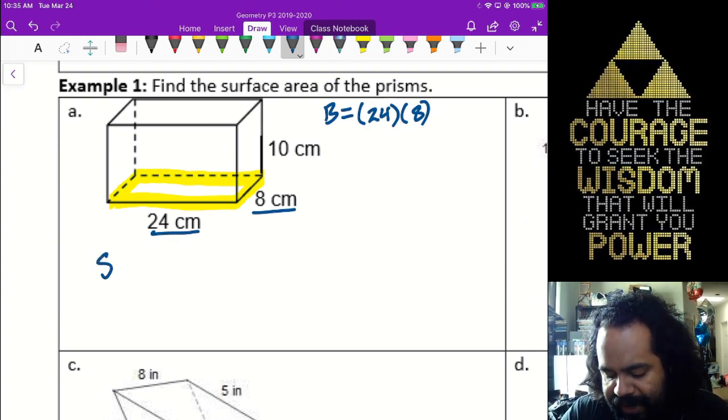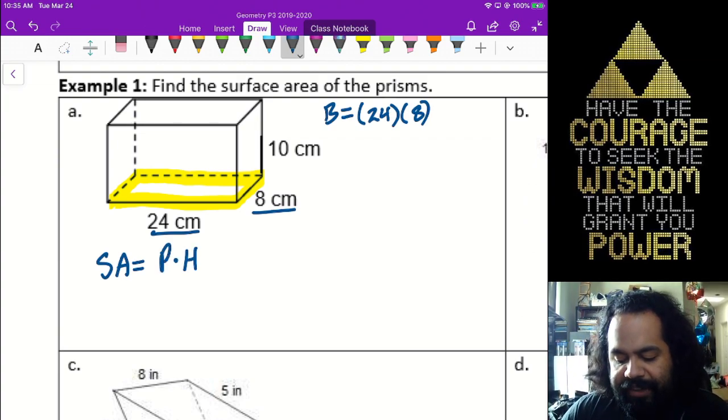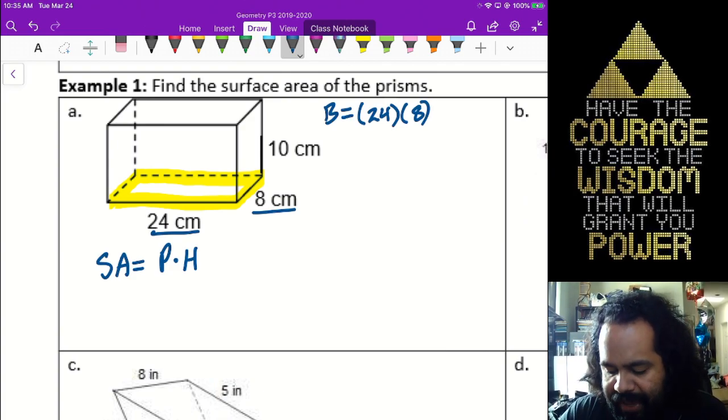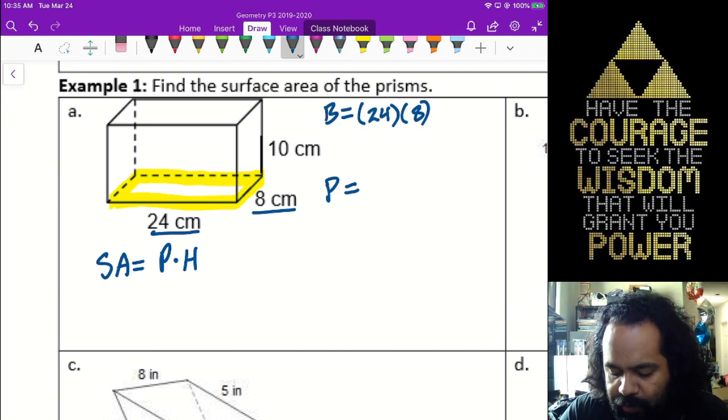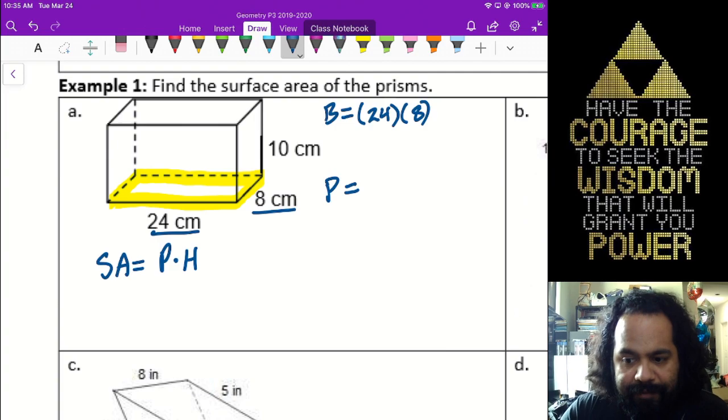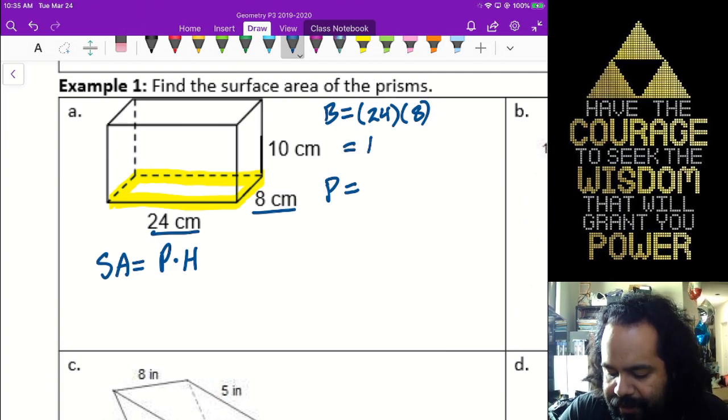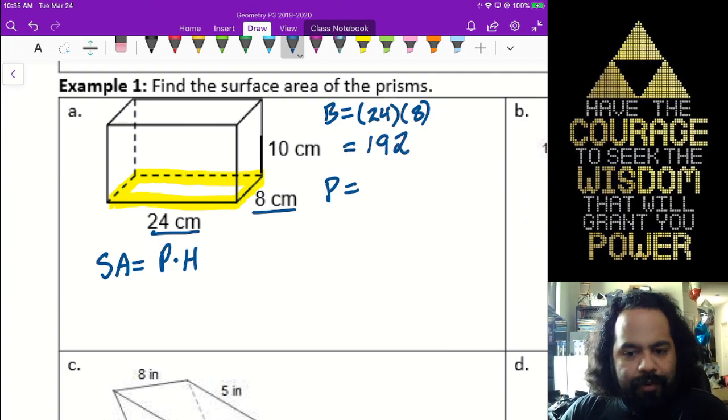My surface area is my lateral area, which we said is the perimeter times the height. Okay, so they're going to get us the perimeter of our base, which really it's going all the way around that yellow part. So that's 24 plus 8 plus 24 plus 8. Thank you, Katya, 192. Don't worry about your units yet. We'll take care of that at the end, okay?